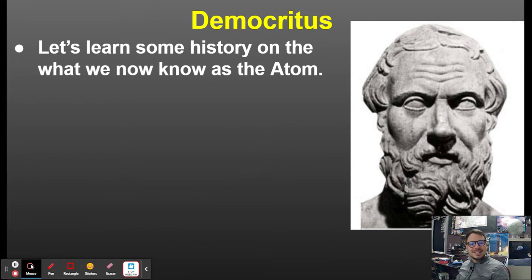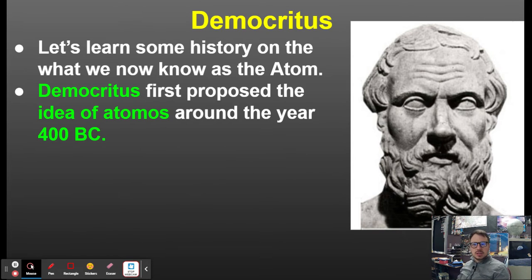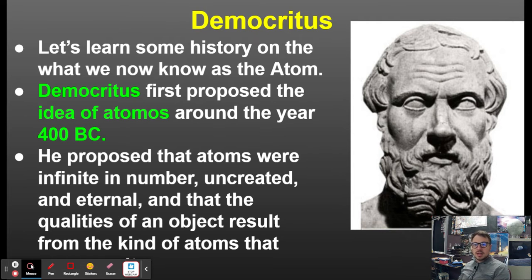So here's some history about the atom. Democritus first proposed the idea of atomos around 400 BC. Now, atomos is Greek for uncuttable, right? So the idea is that you can cut something in half so many times and eventually it reaches a point where it just cannot be cut in half anymore. He proposed that atoms were infinite in number, uncreated, and eternal, and that the qualities of an object result from the kind of atoms it's made out of.